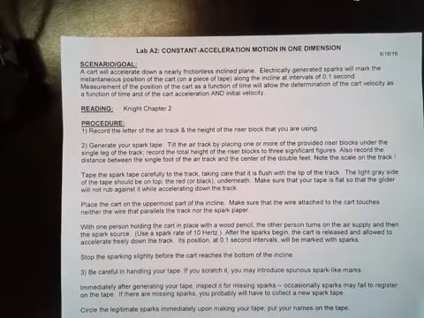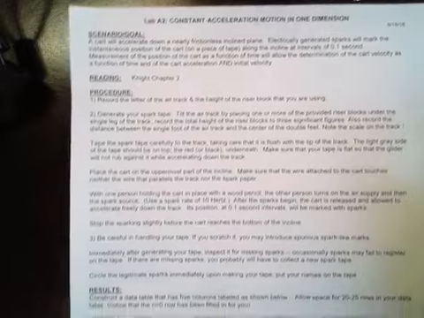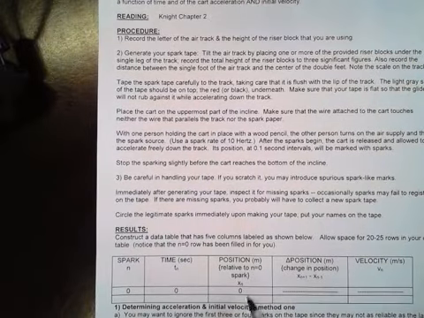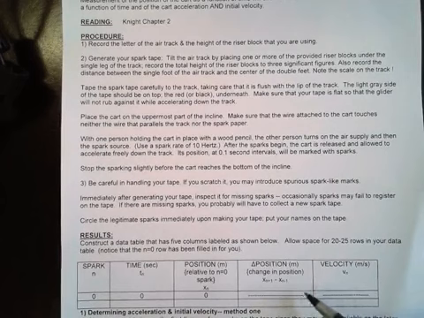So we're going to talk about how to work on some of the analysis for Lab A2, constant acceleration motion in one dimension. By now you should have already collected your data on the spark tape and measured with a meter stick the positions of all of your sparks relative to the first spark, which will be your origin. And so you should have filled in the first 3 columns in your data table. We're going to talk about how you can fill in the remaining 2 columns of your data table.